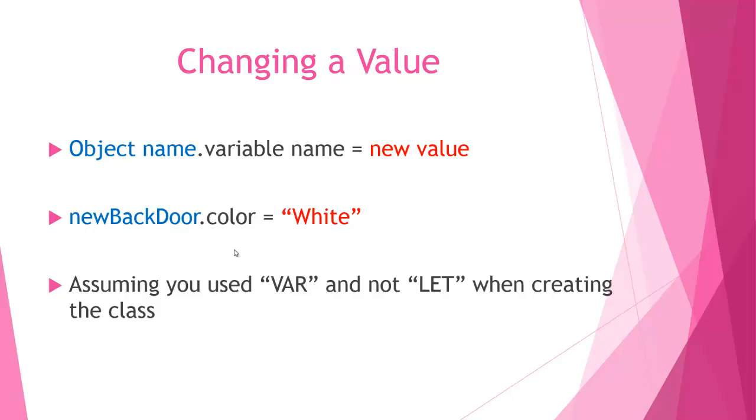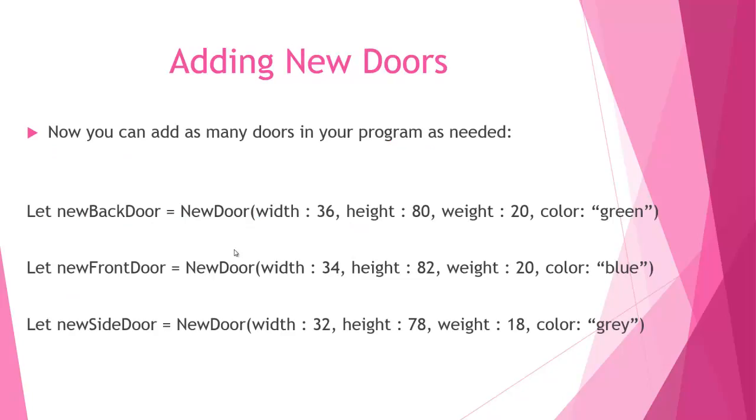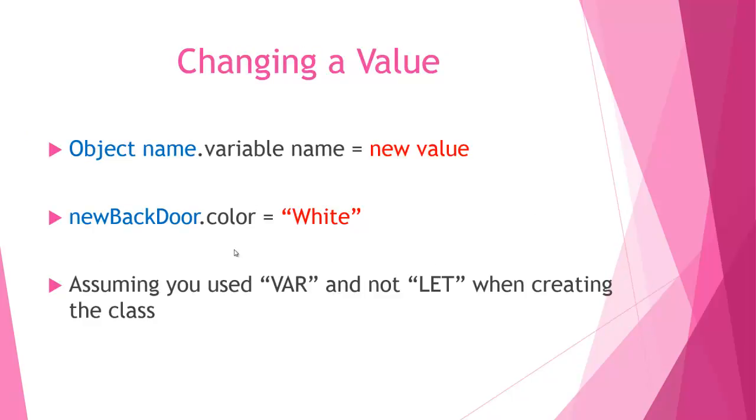So if you're going to do just one new value, like hey, the new back door's color is going to be white, you can simply change that. But if you're adding a whole new object, it's a lot easier to do this method than it would be if I did the ghetto method. Now, that also assumes that you used var and not let when creating your class. So when you're creating your variables, your properties, make sure you use var.